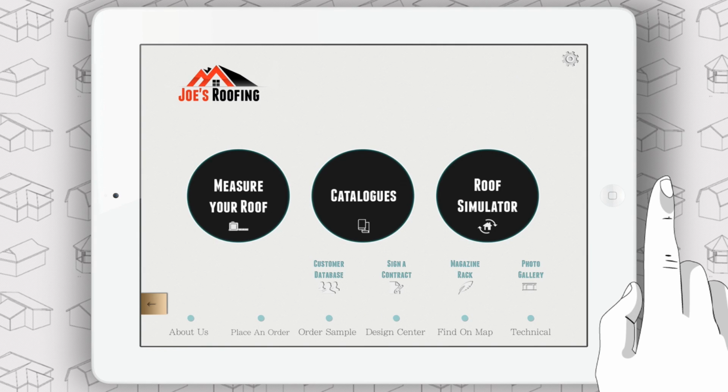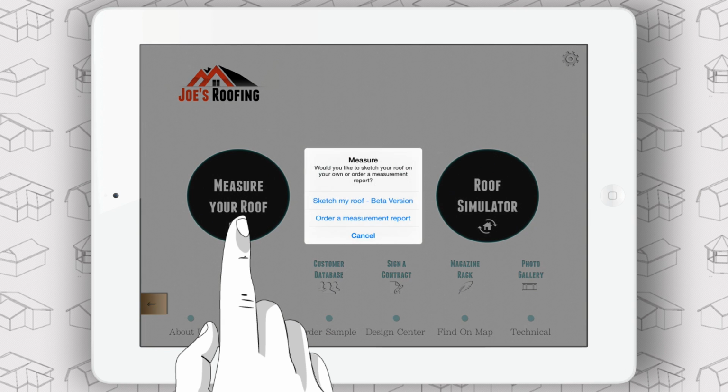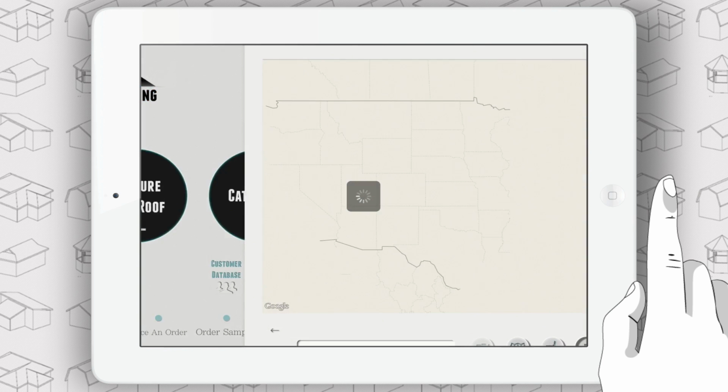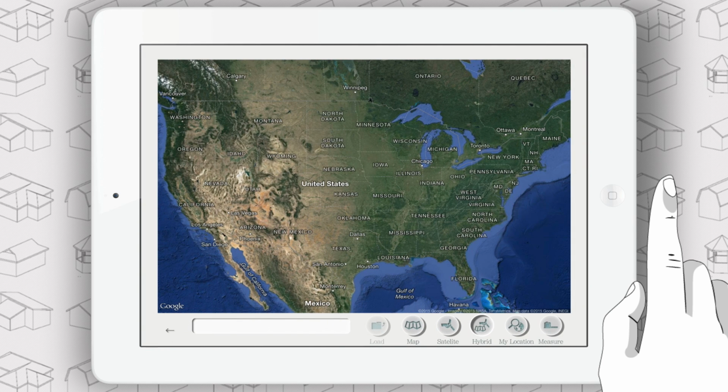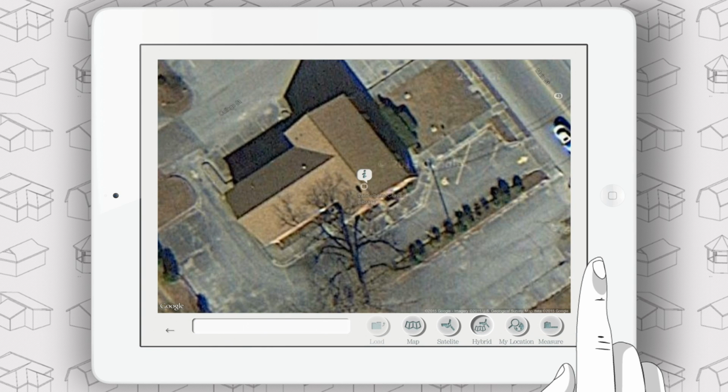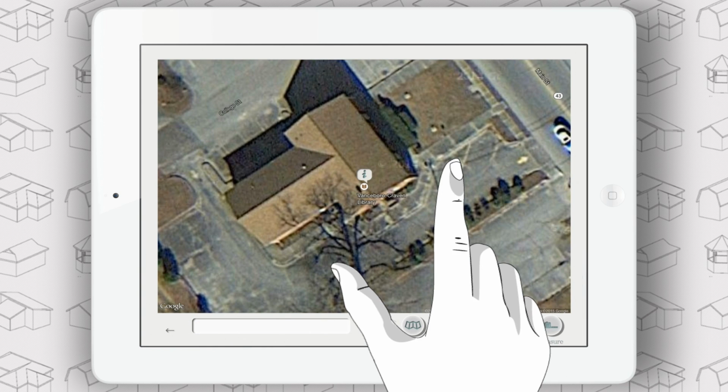Today I'm going to show you how you can instantly measure a roof using the iRoofing application. First, hit Measure Your Roof on the left, and then Sketch My Roof. Enter in the property address at the bar at the bottom left, and hit Search. That'll zoom right in on the property.